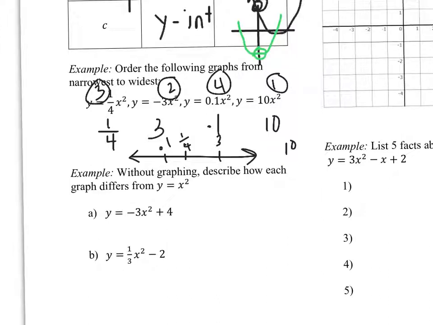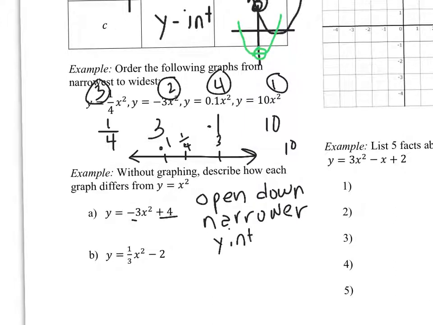Okay, another example. Without graphing, describe how each graph differs from y equals x squared. So what's going on with a, b, and c here? So y equals ax squared, what is this -3 doing? Well, this is going to open down. So I write open down. And is it wider or narrower? It's narrower because the absolute value of -3 is 3, and that is greater than 1. And then the y-intercept is 4 because the c value is 4.